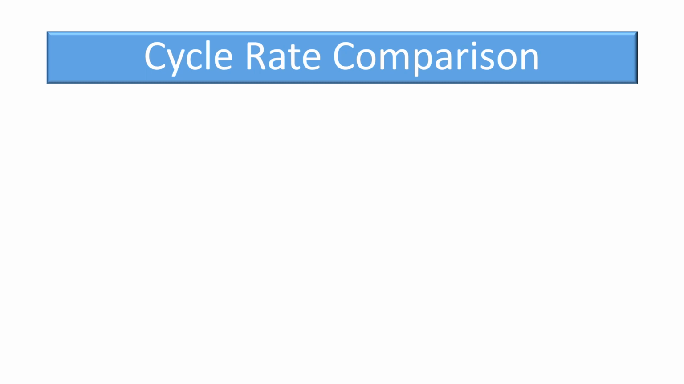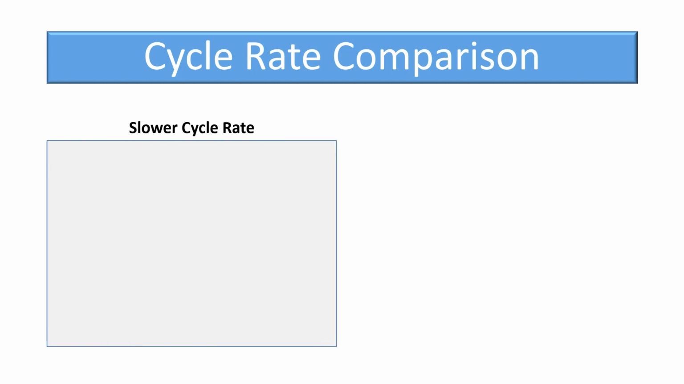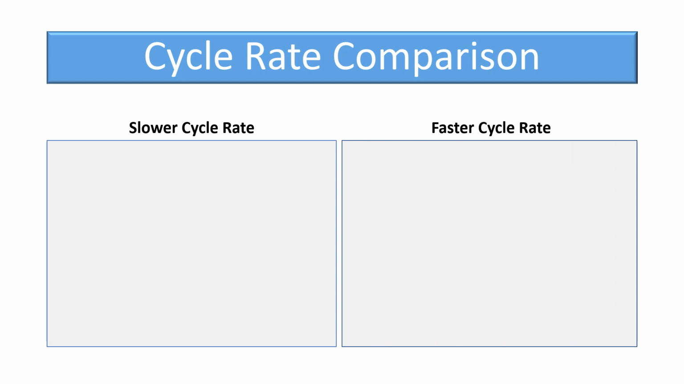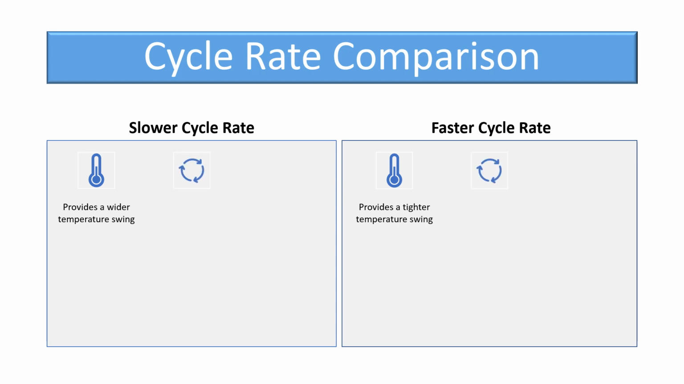Let's compare two cycle rates, a slower cycle rate and a faster cycle rate. When it comes to temperature control, the slower cycle rate has a wider temperature swing and a faster cycle rate has a tighter temperature swing. As noted earlier, a cycle rate is defined as the unit on time plus the unit off time. So a slower cycle rate will have longer on-off times, while the faster cycle rate will have shorter on-off times.